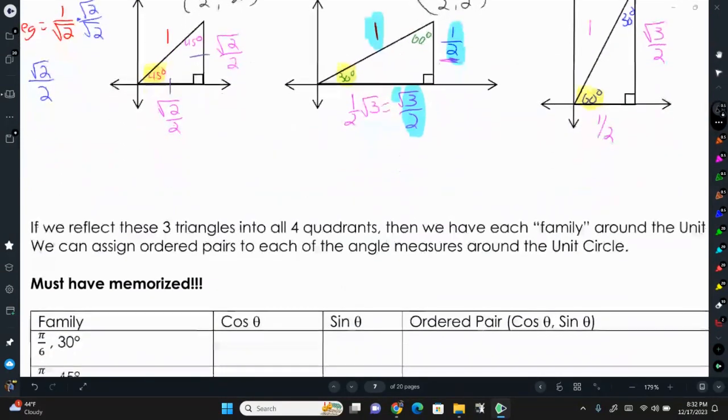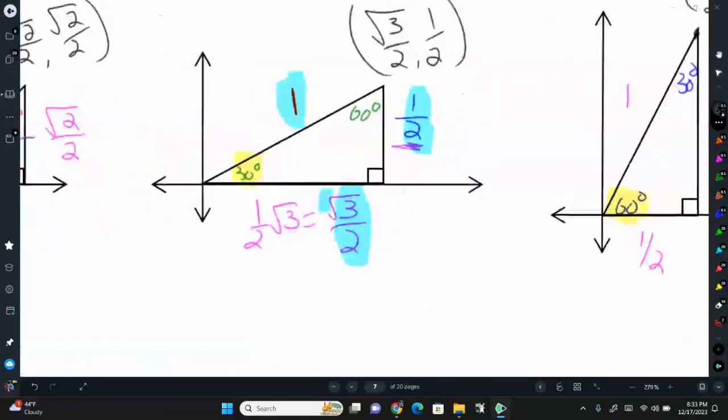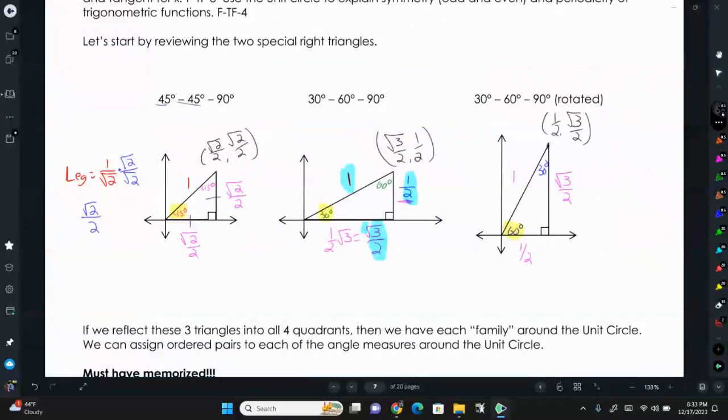So just like how we reflected the angles and radians in different quadrants, we can reflect these values into the different quadrants, and we can call them families, where if you know it's a 30-degree family, you know that the x and y coordinates will be the square root of 3 over 2 for x and 1/2 for y, and then you just change the sign based on what quadrant you are in.